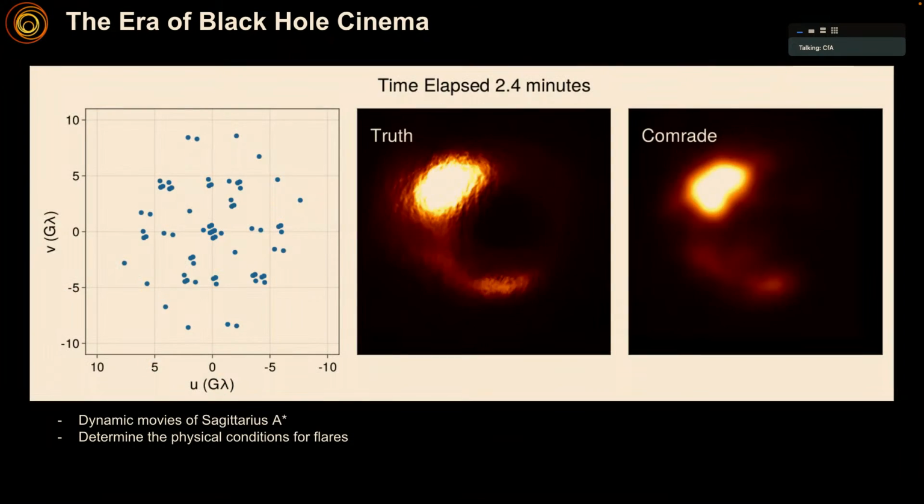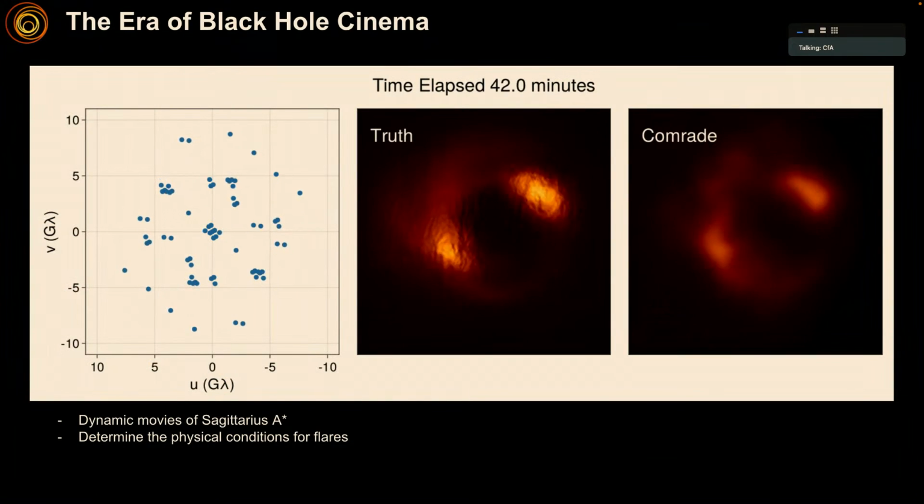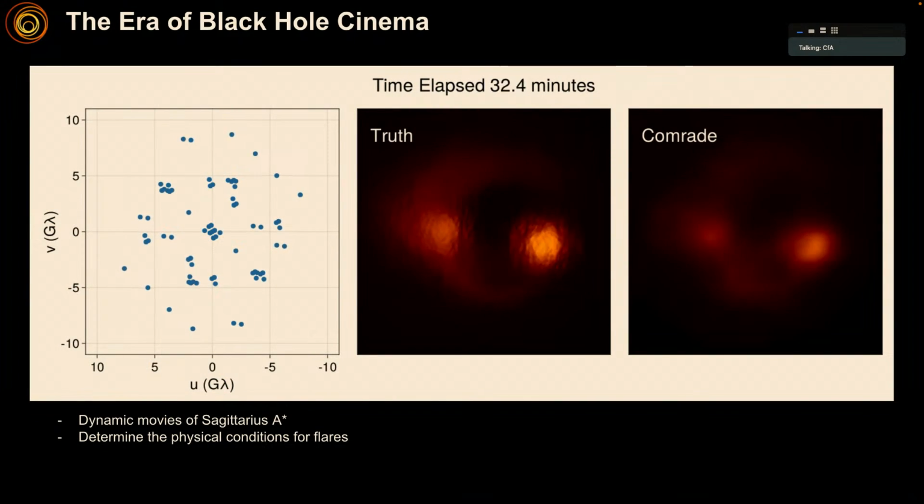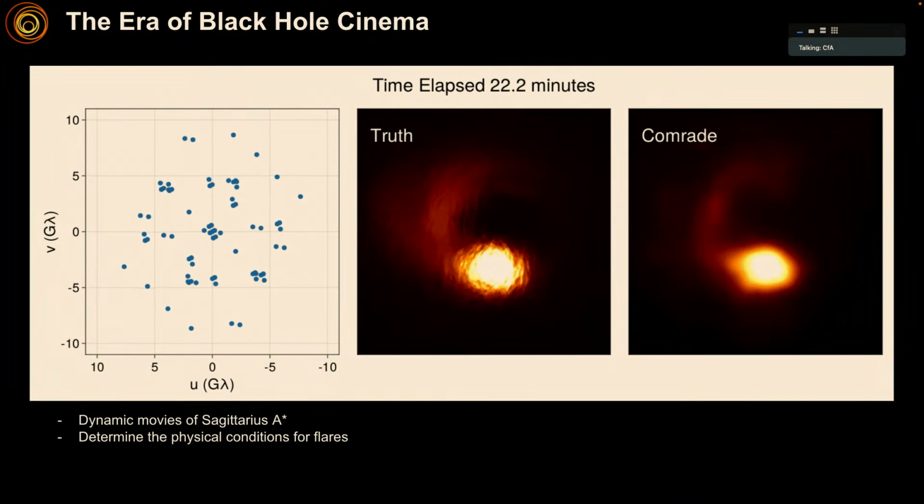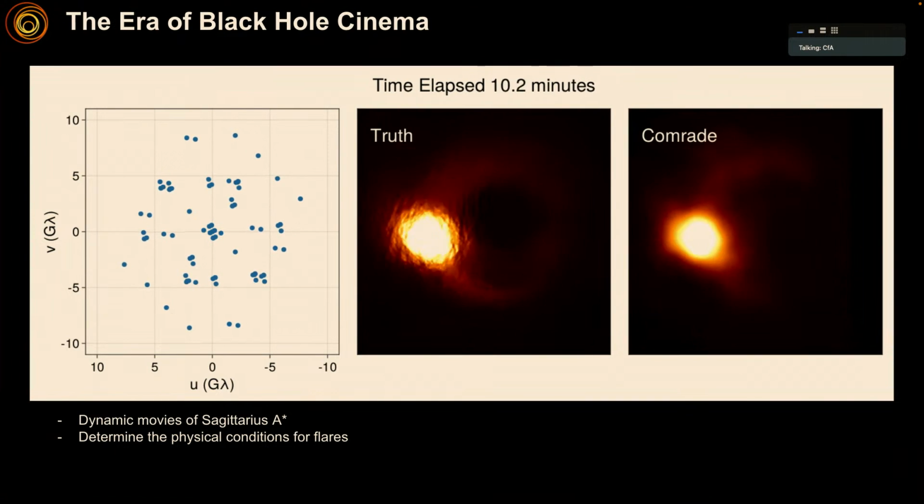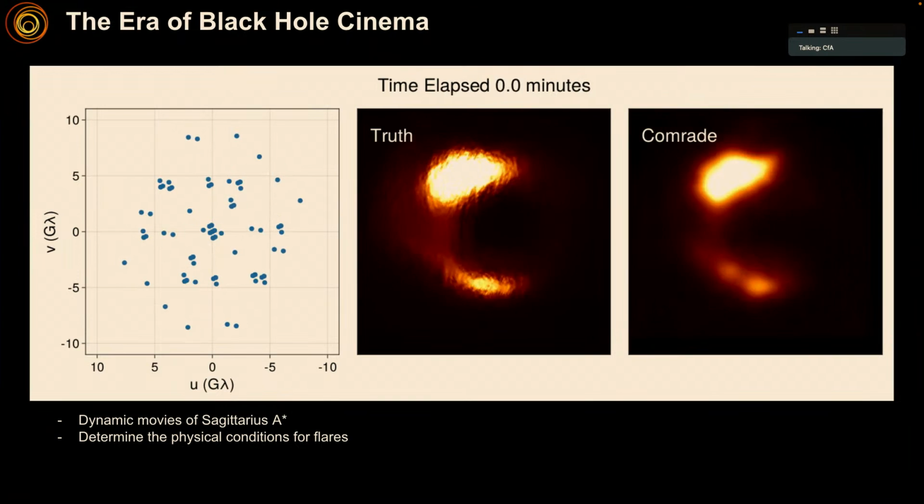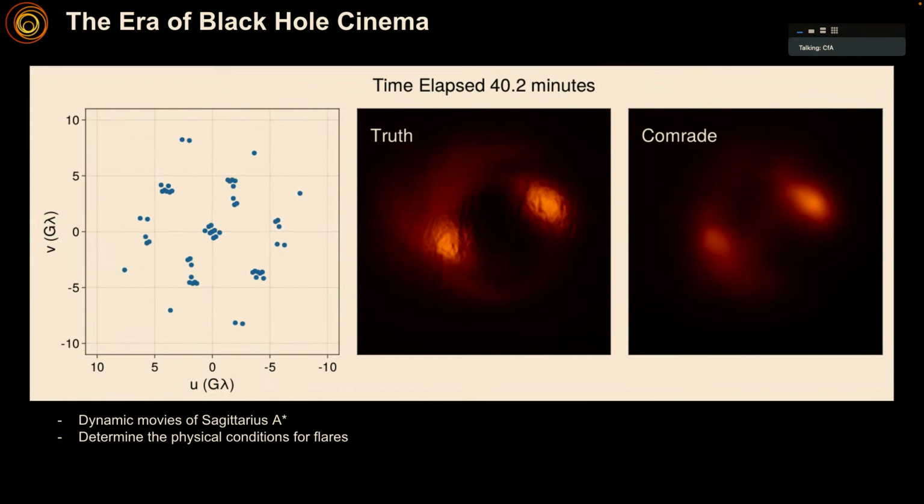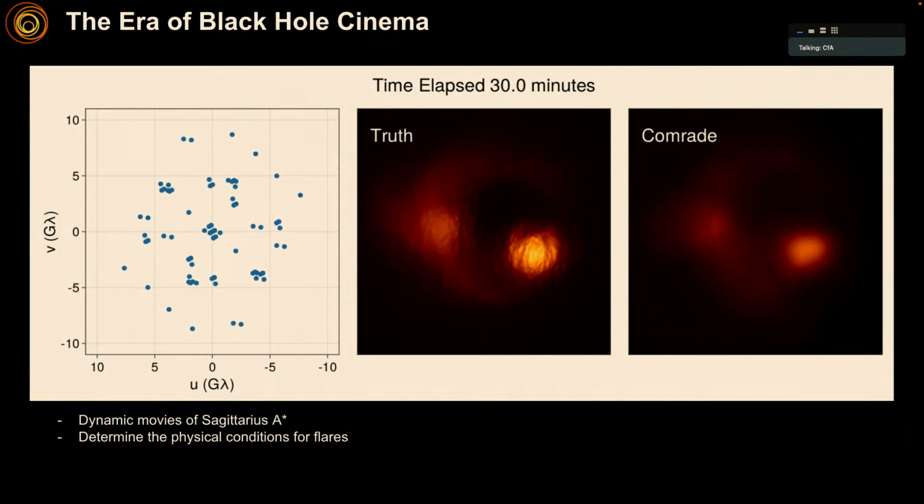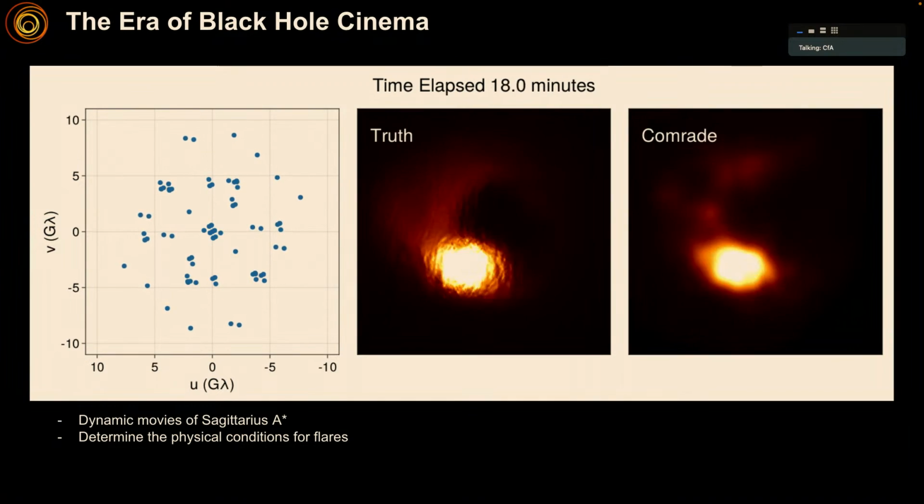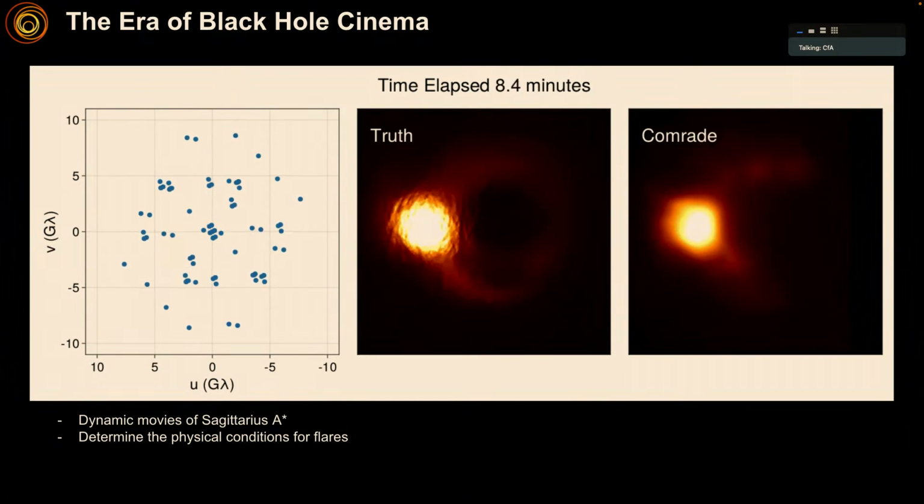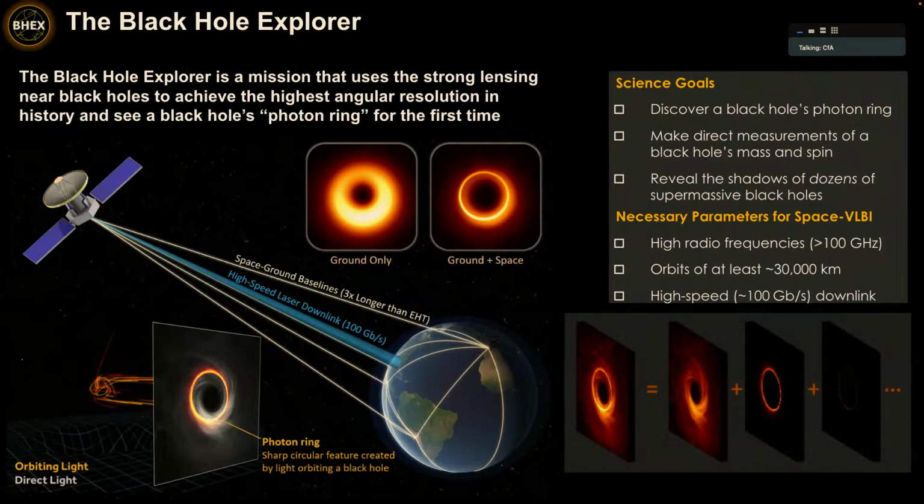The NGEHT at its peak with the 10 new stations will also have sufficient instantaneous coverage to make movies of Sagittarius A* on very short timescales, where we could start to learn about the dynamics of this black hole and determine physical conditions for flares, which again tell us properties of the magnetic fields and the accretion flow. Then further out, we have another cool project.